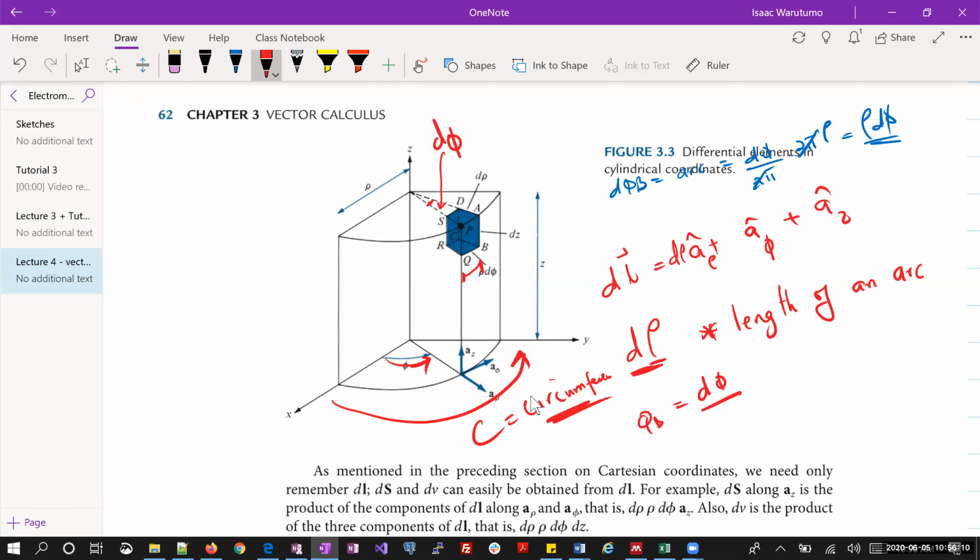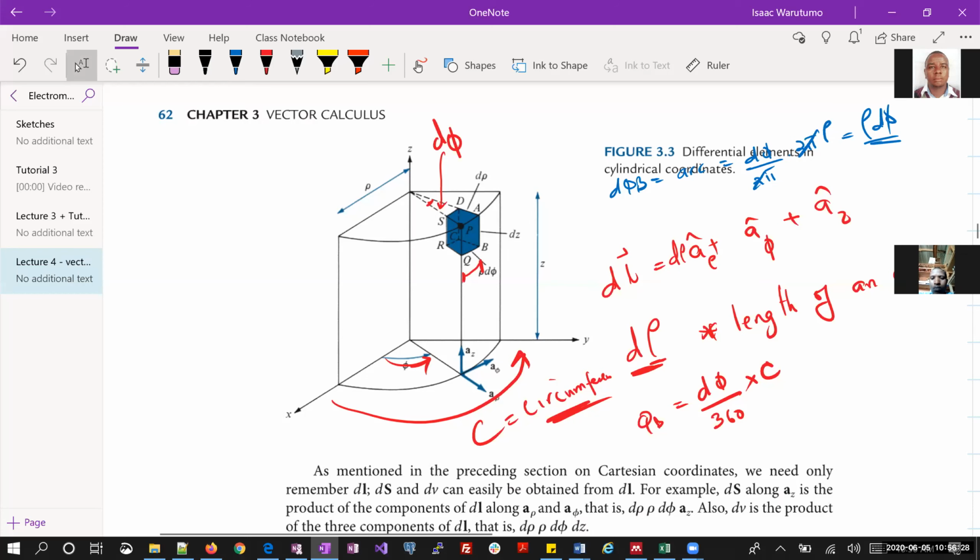Remember what we used to do in primary school? Divided by 360, then multiply by the circumference C. That is how we used to find the length of the arc. So that is how we express the length of an arc.